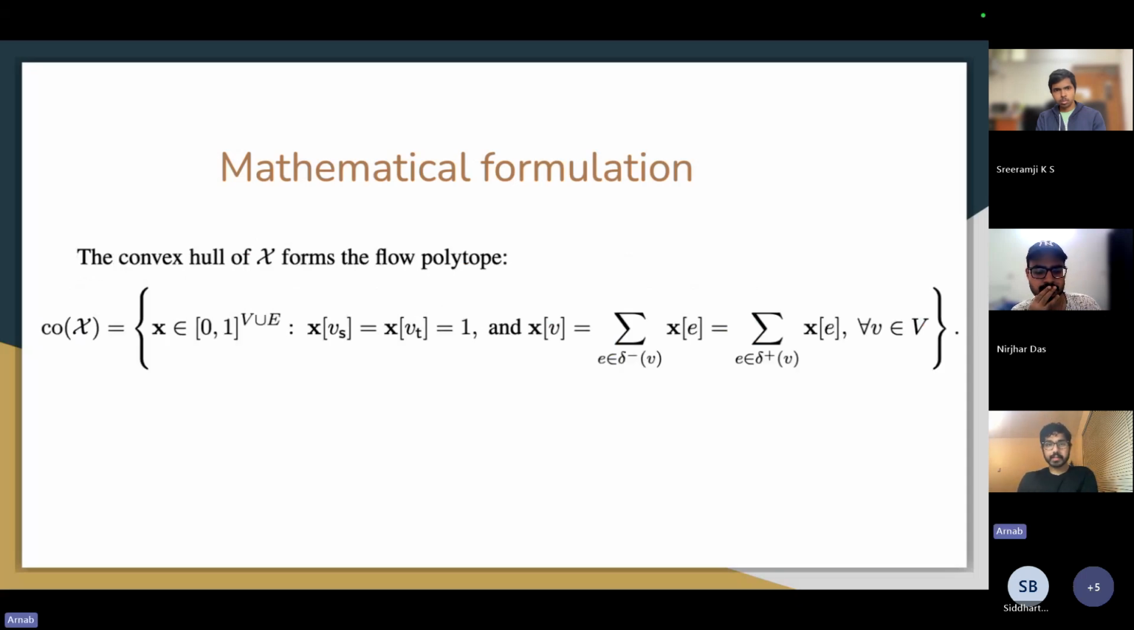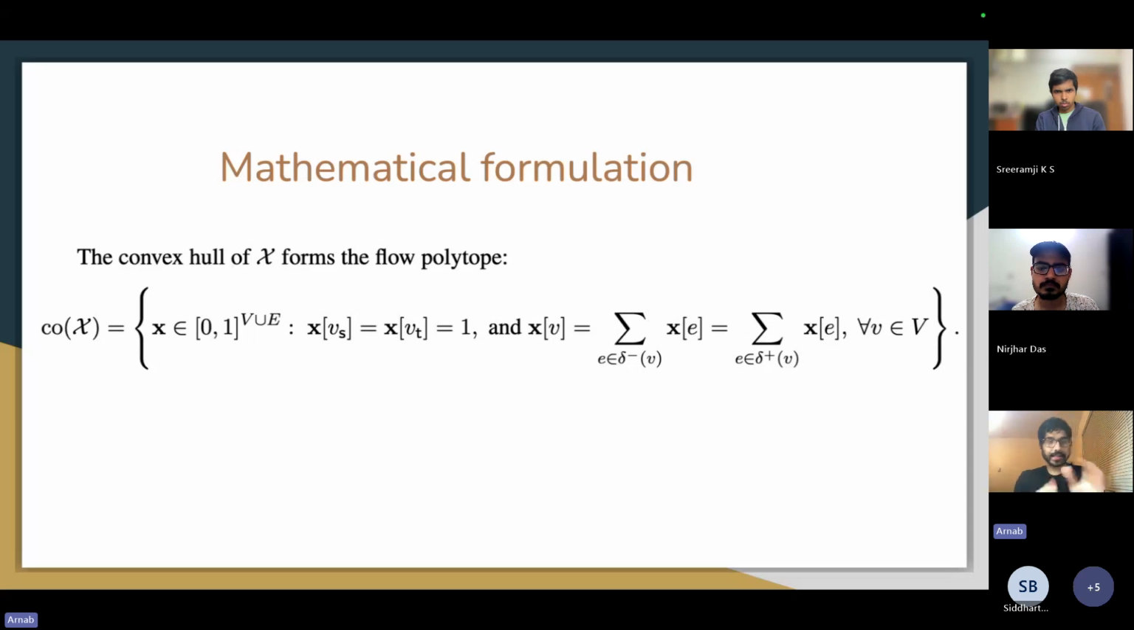This is a very well-known combinatorial object: the convex hull of all paths from source to sink forms the flow polytope. This polytope is defined as follows: from the source, a flow of one comes out, and in the sink, a flow of one goes in, and in the intermediate nodes, the amount of flow going in is equal to the amount of flow going out. That's what is captured by this equation here, and that's the convex hull of all the paths from source to sink.